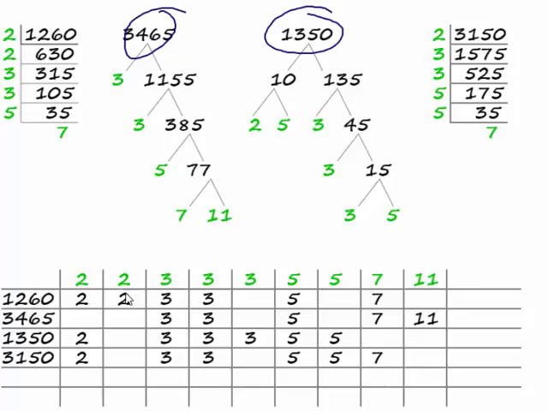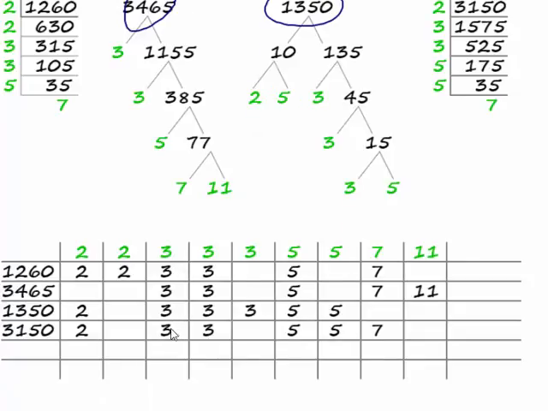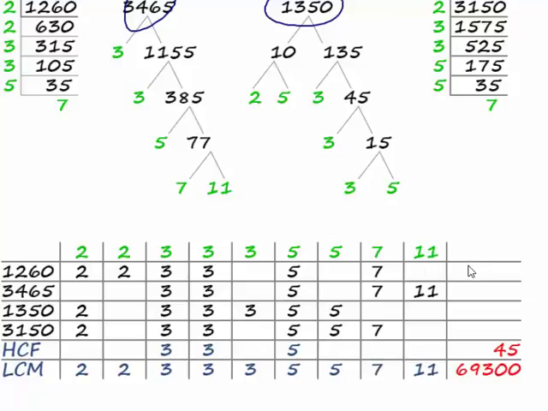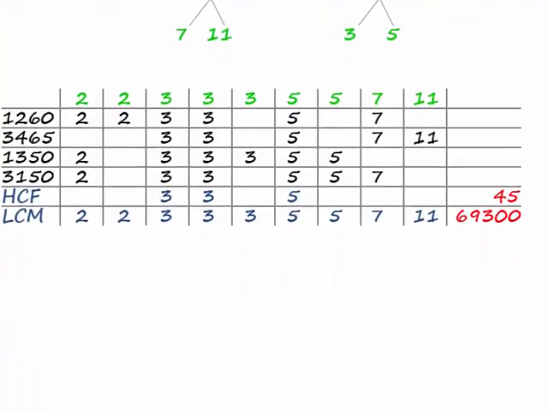Now, for the highest common factor, we just look at the columns that are full. So, for the highest common factor, this has got a number in, this has got a number in, and this column is full. So the highest common factor is 3 times 3 is 9, times 5 is 45. Now for the lowest common multiple, we actually use all the columns. So we have numbers in all of the columns, and the product of those is 69,300.